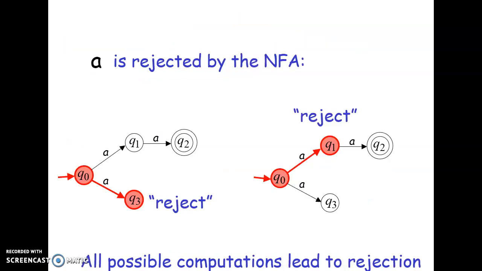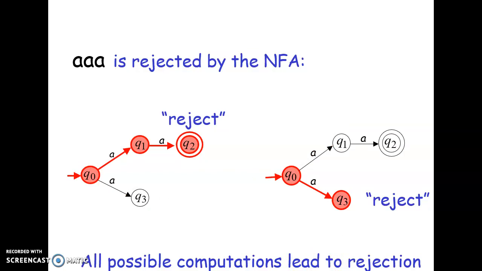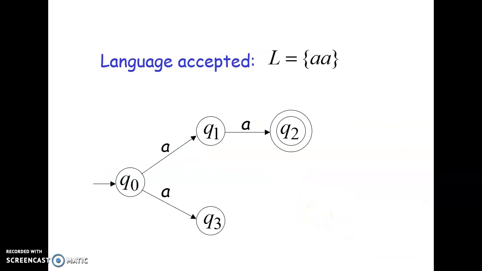So A is rejected because if we traverse it in this way or this way, in neither case are you at the final state. Where A reaches, in this case Q1 and in this case Q3, you are not at the final state. So all possible computations for the letter A lead to rejection. Therefore it is rejected by the NFA. AAA is similar. So the language accepted by this particular NFA is this one string, which is AA.